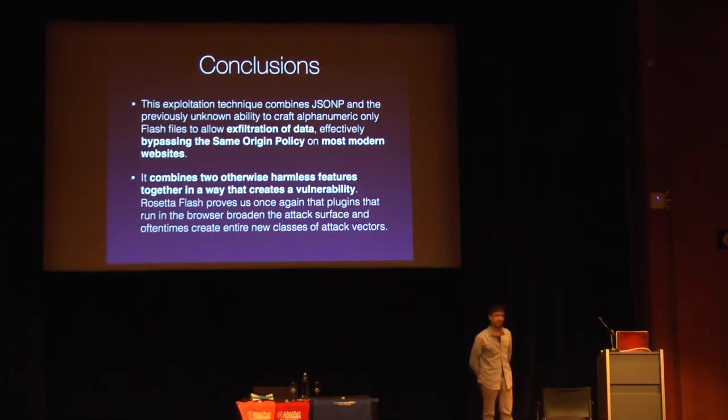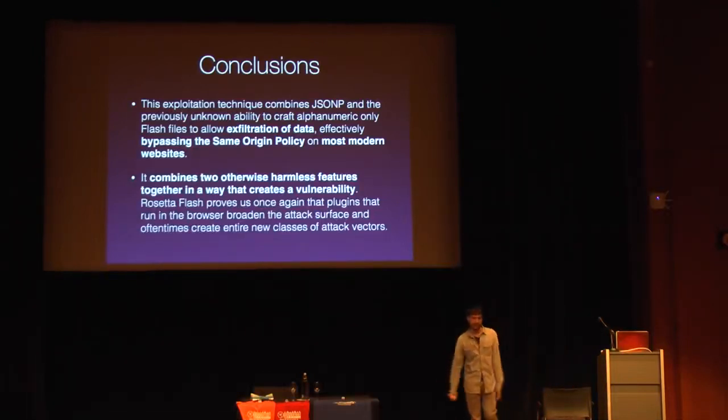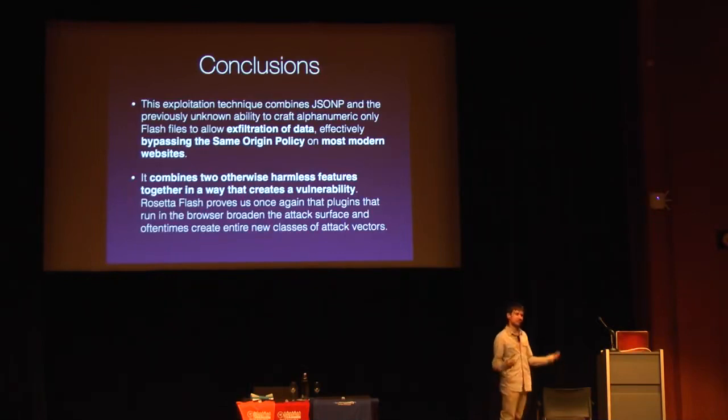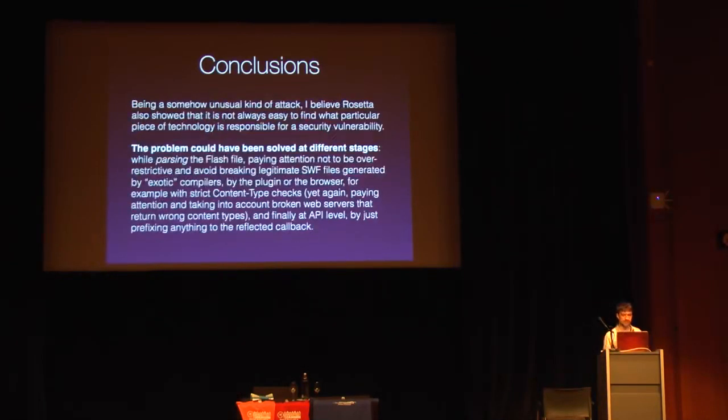So in conclusion, I think this exploitation technique, which allows exfiltration of data, XSRF, and same origin policy bypass, demonstrates that it's not always easy to blame a vulnerability on somebody. It's very hard to see who's the culprit. It could have been solved at different stages, like when parsing the Flash file, for example, but you don't have to be overly strict, because otherwise you would break legitimate Flash files. So that was Adobe's main concern, and that's very understandable, right?